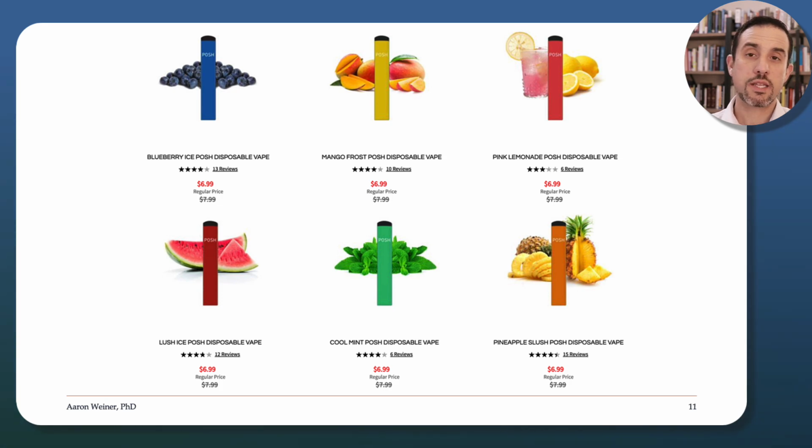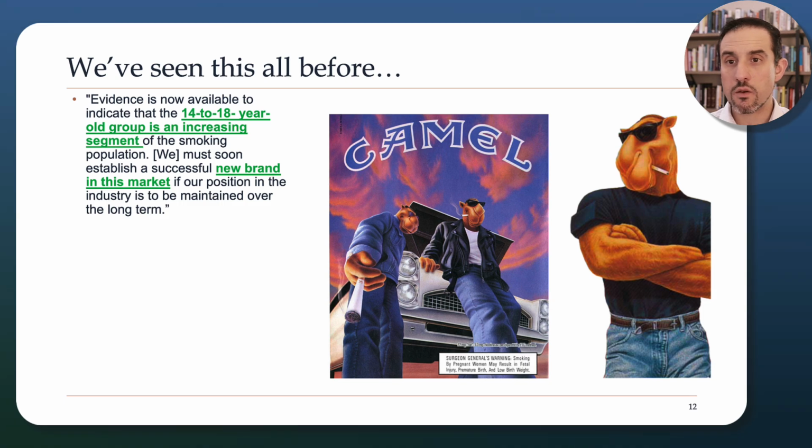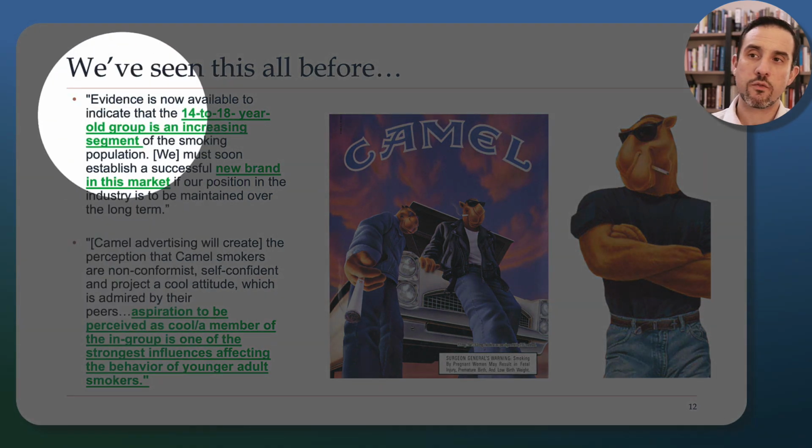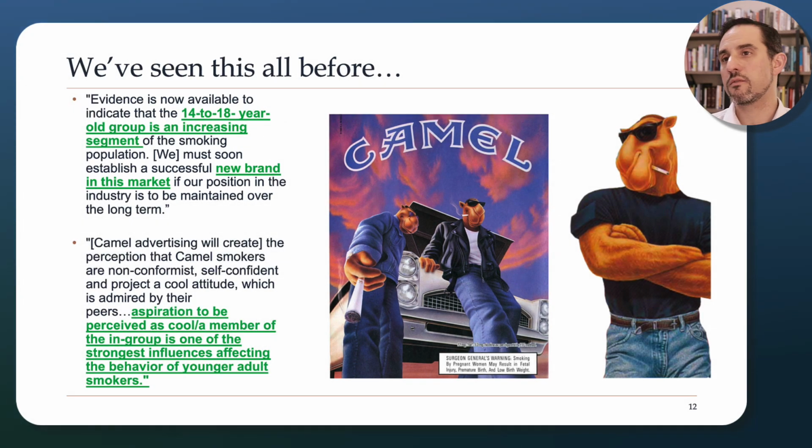And when you ask teens, why do you vape? 90% of them say one of the main reasons is for the flavors. At least that's what got them into it. And this is again, nothing new. If you look at the master settlement agreement, there were just document after document after document that showed behind the curtain of what Big Tobacco was trying to do. And they were very clear about it, right? We know that 14 to 18-year-olds are an increasing segment of the population. We've got to make a new brand that works there.